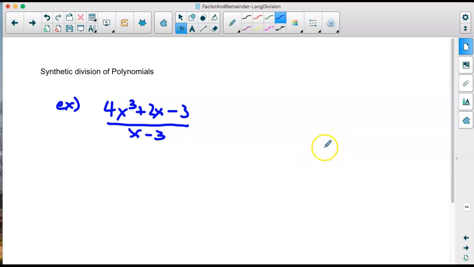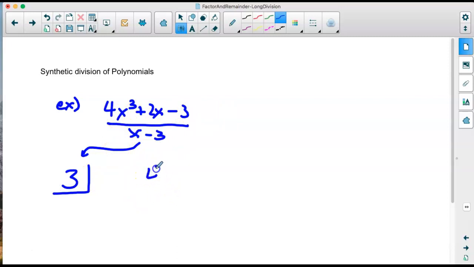We just deal with the coefficients of the numbers. In this method, we put in a little box here the 0 for the divisor. The 0 for the divisor is going to be 3, because 3 minus 3 is 0. And then we write down the coefficients in order here.